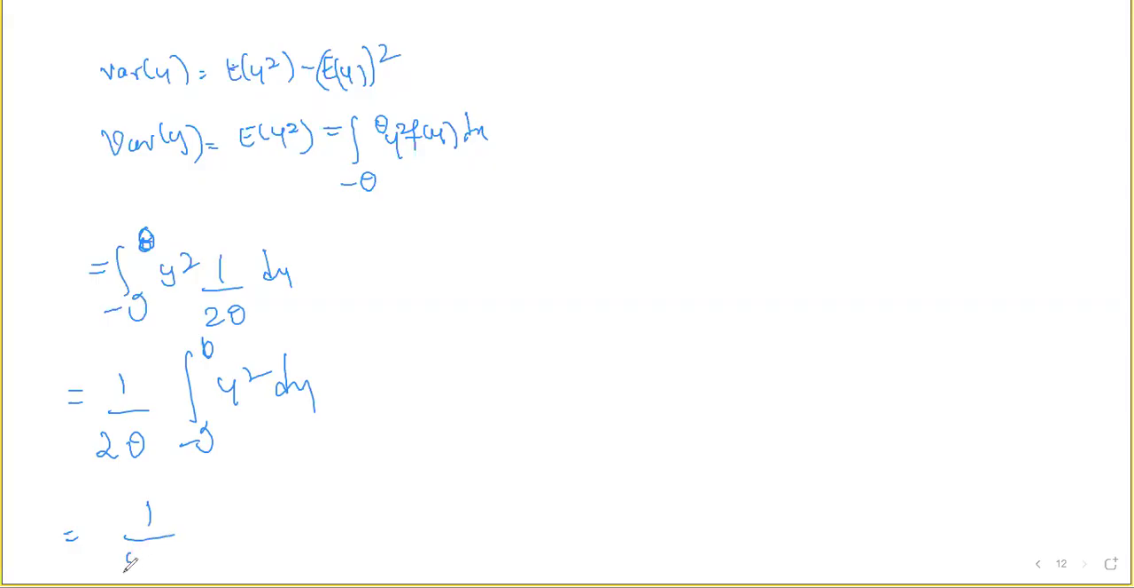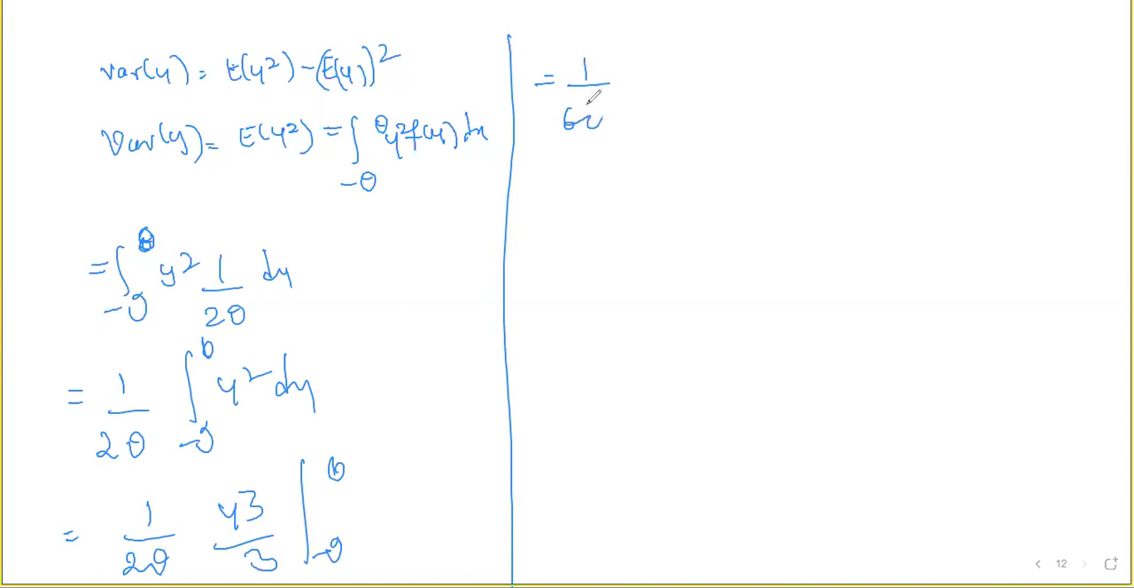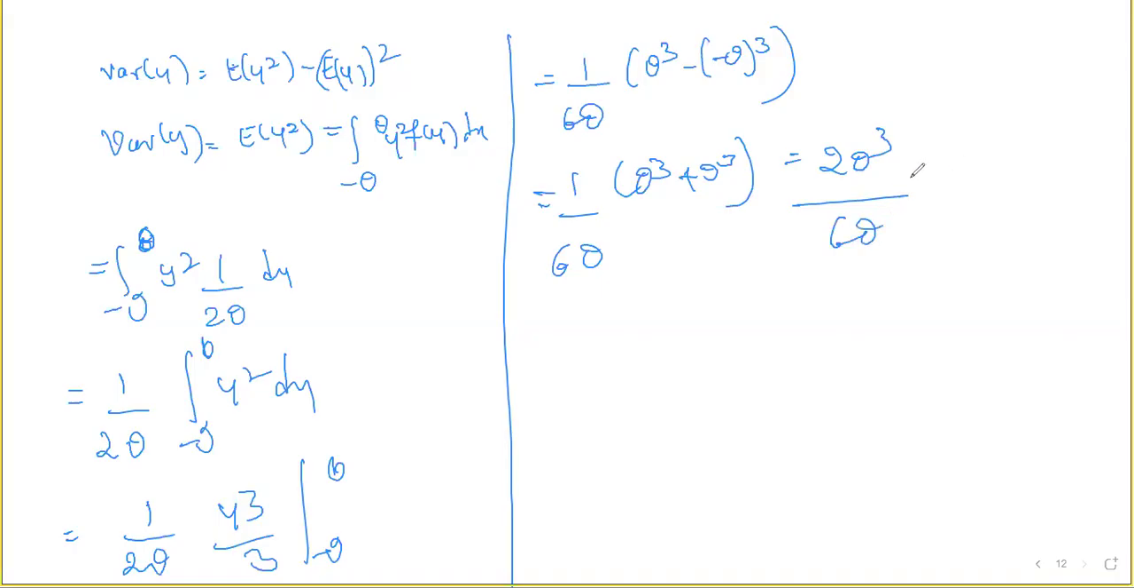So this is nothing but 1 divided by 2 theta times y cube by 3, from minus theta to theta. Which is equal to 1 divided by 6 theta times y cube. Y cube is theta cube minus of minus theta cube. Again here the power 3 is an odd number, so minus of minus is plus theta cube. So 2 theta cube divided by 6 theta, the same, is theta square by 3, right?